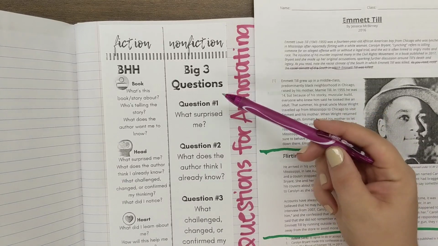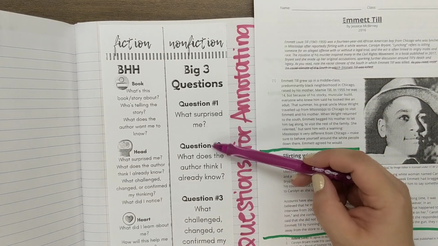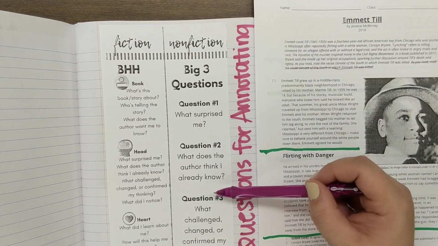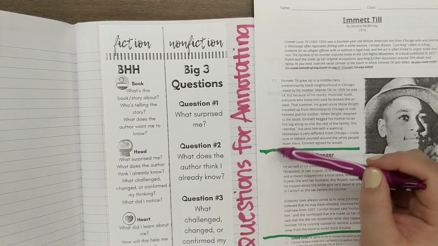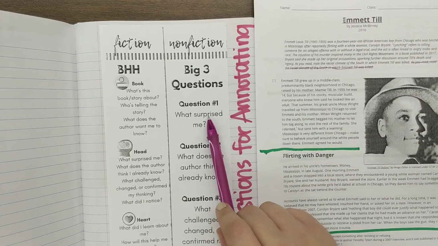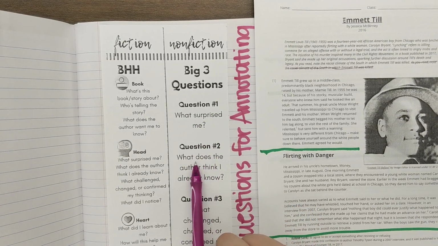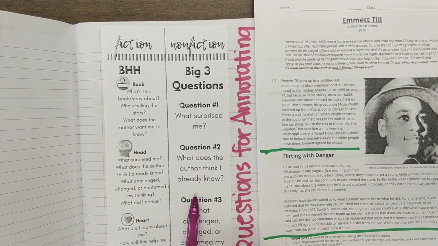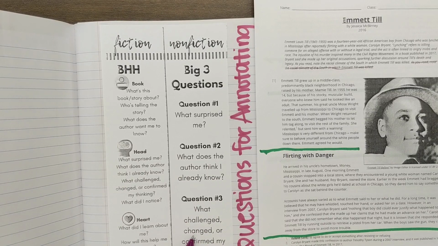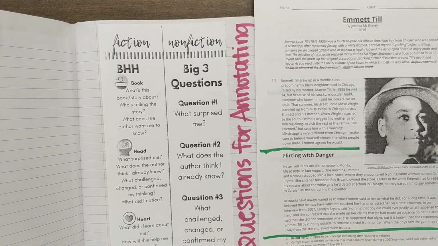Okay? So then I'm going to look at these three questions, and I'm going to ask one of them and write the answer over here. So the first question, the big question, is what surprised me. The second question is what does the author think I already know? And the third question is what challenged, changed, or confirmed my thinking?